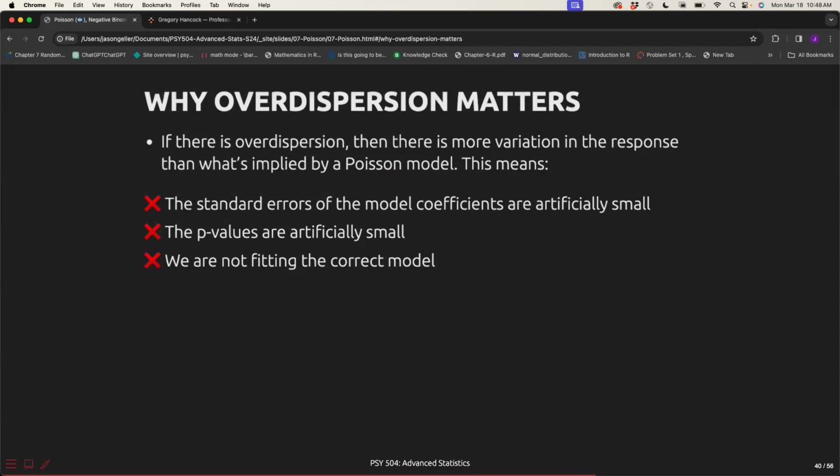And I think Kennedy's data nicely showed that, where you don't take into account this over dispersion, you have significant effects, and then when you do, those effects go away. So over dispersion matters. Additionally, we're not fitting the correct model. The Poisson model assumes that the mean and variance are equal to one another, but if they're not, then we're not fitting the correct model, and we want to fit the correct model. So what do we do about over dispersion in our data?